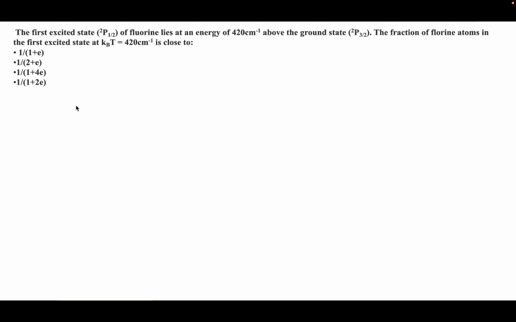Next question. The first excited state of fluorine lies at an energy above the ground state. The ground state is 2p 3/2, the first excited state is 2p 1/2, and this energy gap is given as 420 per centimeter. The fraction of fluorine atoms in the first excited state at kBT equal to 420 per centimeter is close to what? So we need the fraction in the first excited state: n1 divided by n0 plus n1.